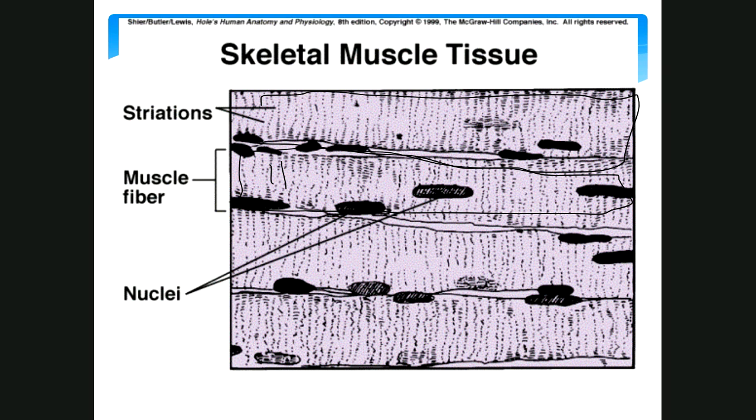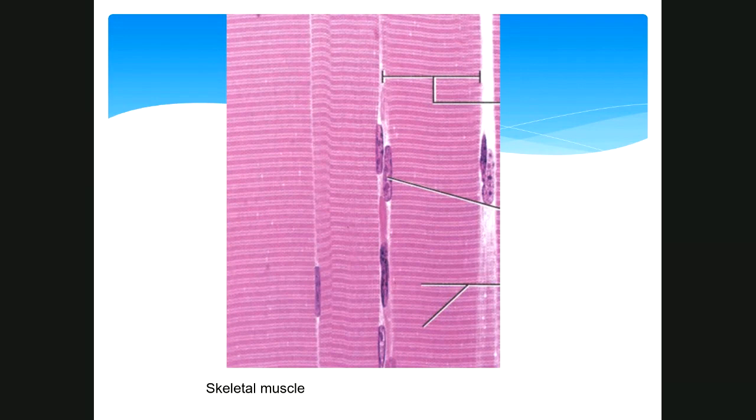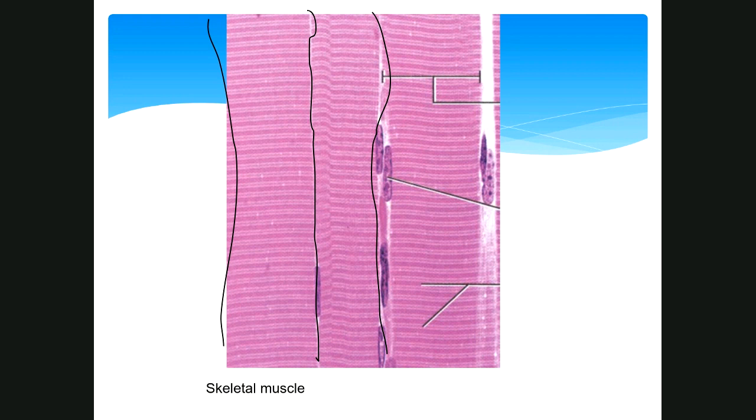Here's a better picture of it. And look, I can see right here's the dividing line. So this is one cell over here, here's another cell, and another cell. So I can see three cells here. And here are the stripes, and here are the nuclei. Nothing else looks like skeletal muscle.